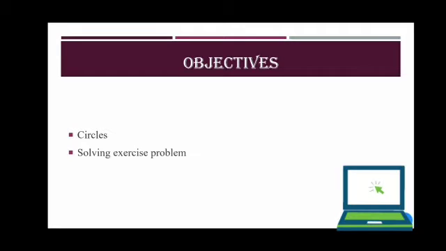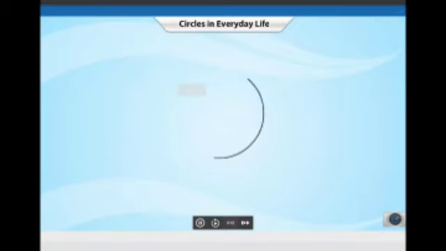Circles. Circles are the basic shape that we see in our daily life. For example, sun, moon, wall clock, bangle. So these are all the few examples of the circle. Now let's get to know more about circle. A circle is a simple curve which is closed. The points of a circle are equidistant from the center.